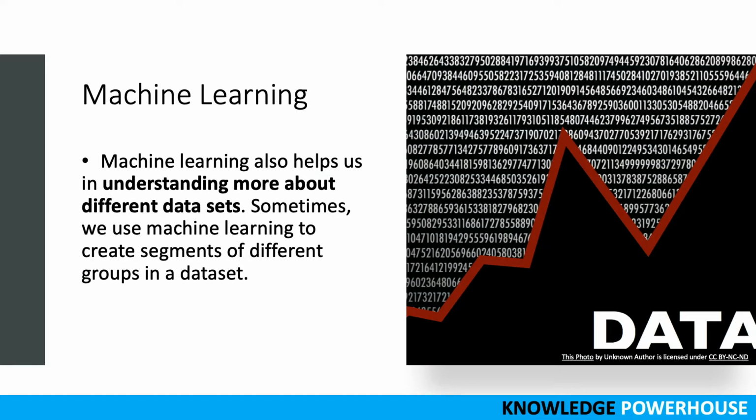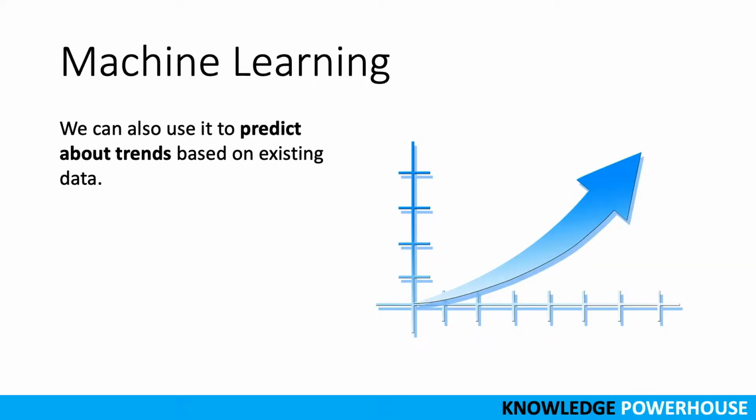Machine learning also helps us in understanding more about different data sets. Here there is big data, there is the Internet of Things, which is generating such a large amount of data, and e-commerce, where you get a lot of data. All these different data sets have a lot of information hidden in them, and that information can be taken out by using machine learning models. We can create segments, we can do clustering, we can do classification in these kinds of groups and find out more about the data set.